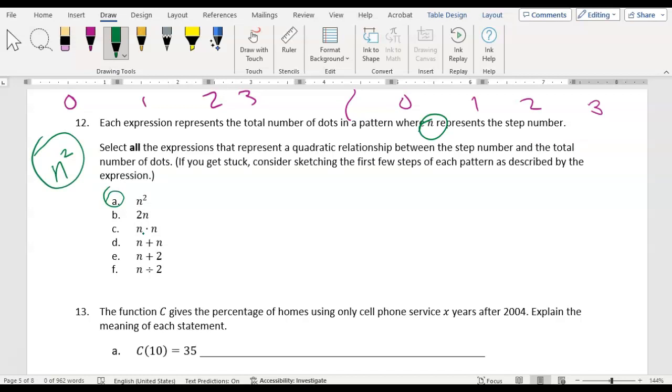B is linear. This is increasing by 2 each time. C is the same as n squared, so that demonstrates a quadratic function. n plus n is 2n. That's the same as B. It's also linear. n plus 2 is also linear. We have a y-intercept of 2, a slope of 1. And n divided by 2 is going to also be linear. It would be the same as 1/2 times n.